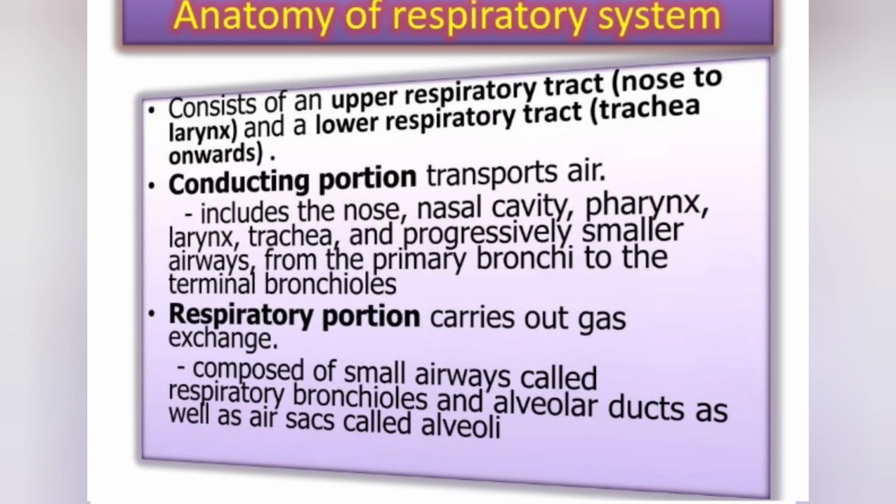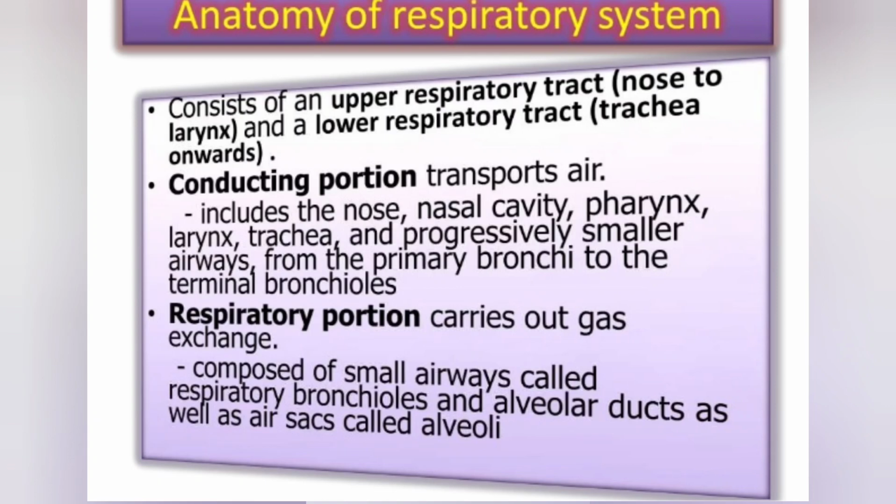In our respiratory system, we have two important portions. The first one is the conducting portion, which transports air into the lung. It includes the nose, nasal cavity, pharynx, larynx, trachea, and progressively smaller airways from the primary bronchi to the terminal bronchioles. So it transports the air from the external environment into the lungs. That is called the conducting portion of the lung.